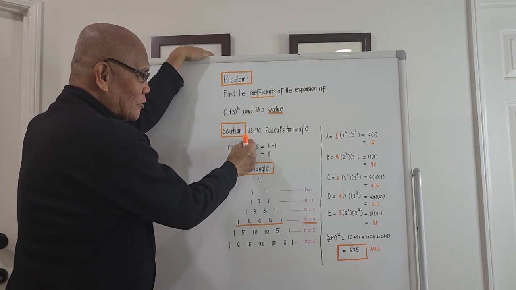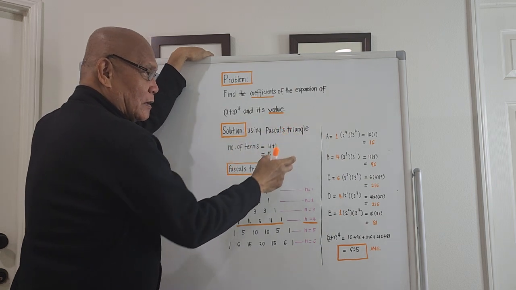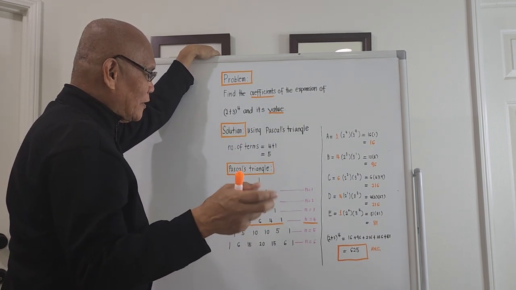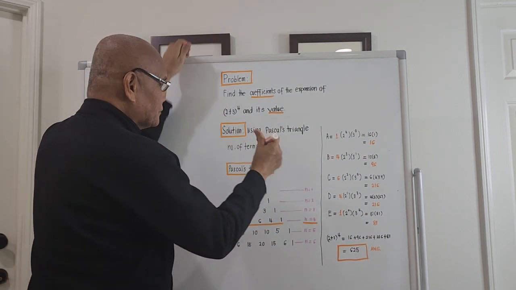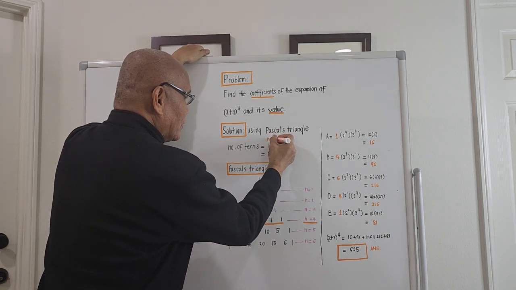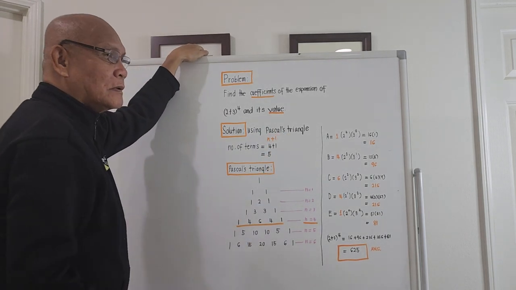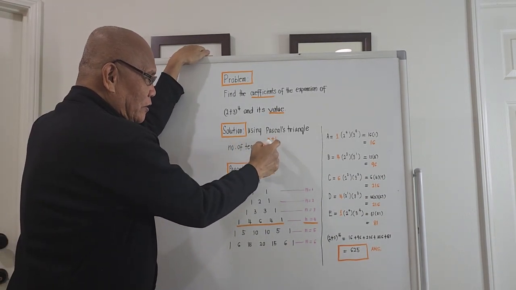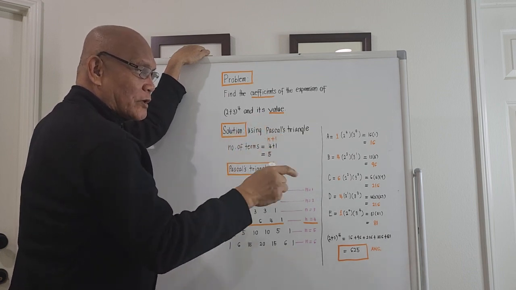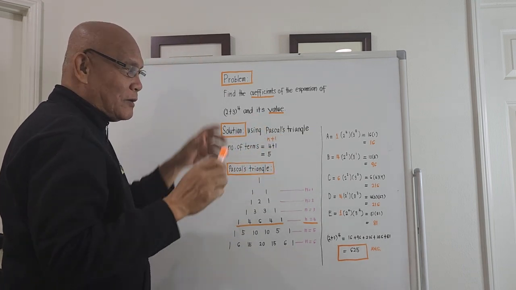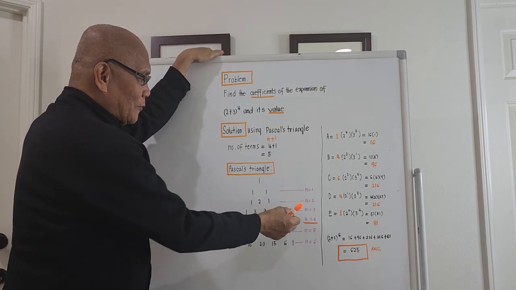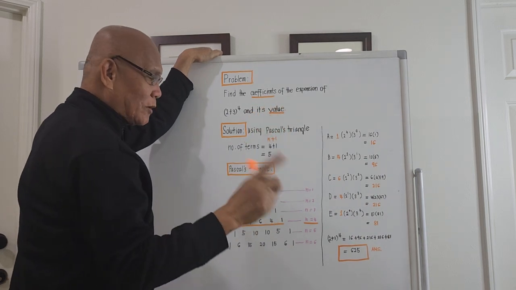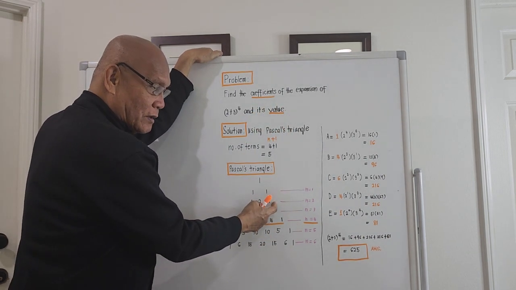The solution will be by using Pascal's triangle. Under binomial theorem, the total number of terms will be equal to the value of n plus 1. That is a general rule. Whatever the value of n, you add 1, that will be the total number of terms in the expansion. I will give you an example. If the value of n is equal to 2, the total number of terms in the expansion will be 3. That is 1, 2, 3.